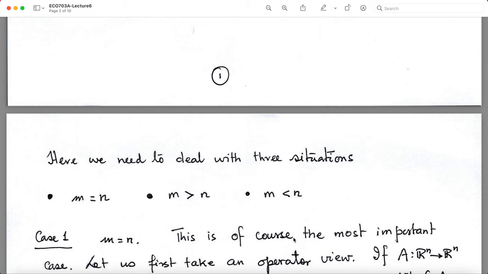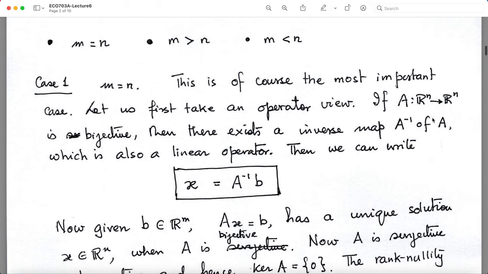The first possibility, which is possibly the easiest to handle or comprehend, is the case where m is equal to n, that is, we consider a matrix A of size n cross n, a square matrix. So basically we now look at A as an operator from Rn to Rn, and suppose it is bijective, then there is an inverse map of A. And A being a linear map, A inverse is also a linear map. The question would be, how do you compute A inverse? How do you look at A inverse itself?